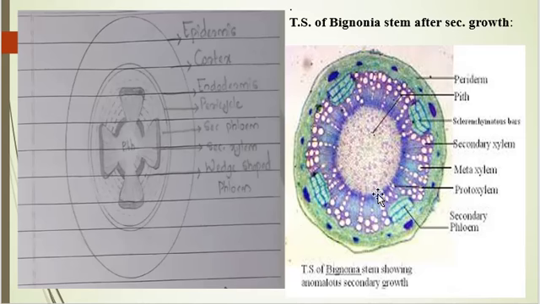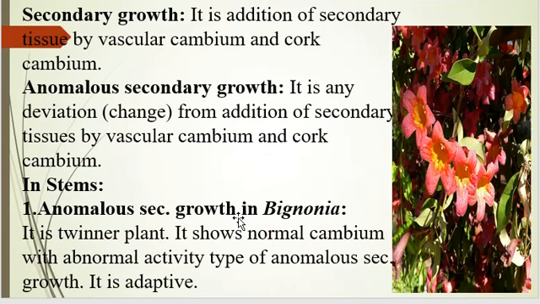In this figure, there are 4 sclerenchymatous patches developed. On this is xylem, that is protoxylem, and metaxylem is present on this inner side, and this is the secondary phloem. In the secondary phloem, sclerenchymatous patches are developed. So this is the abnormal secondary growth in Bignonia.